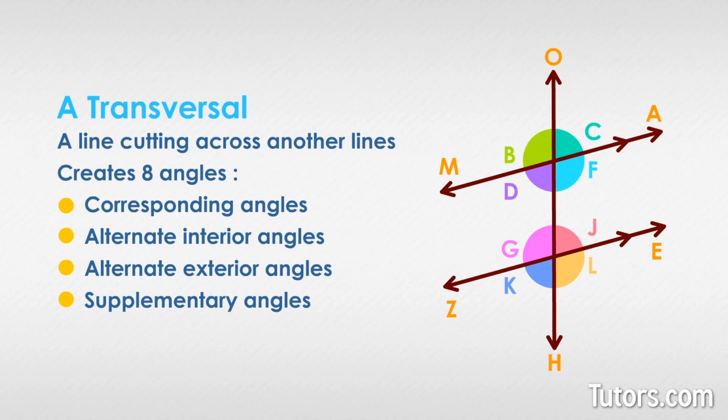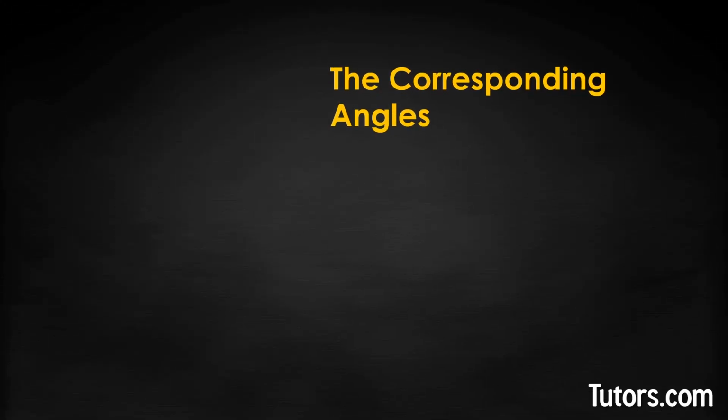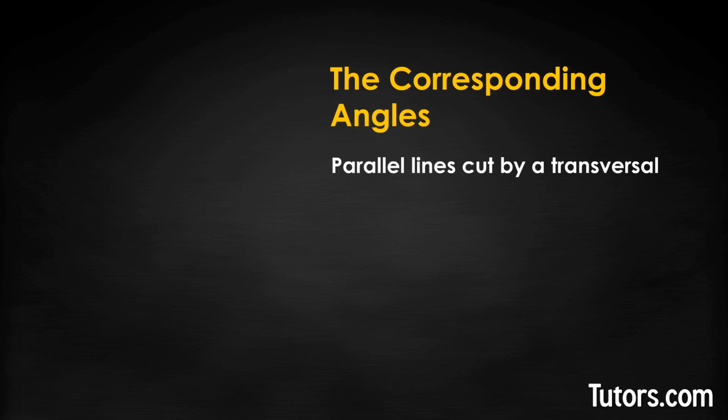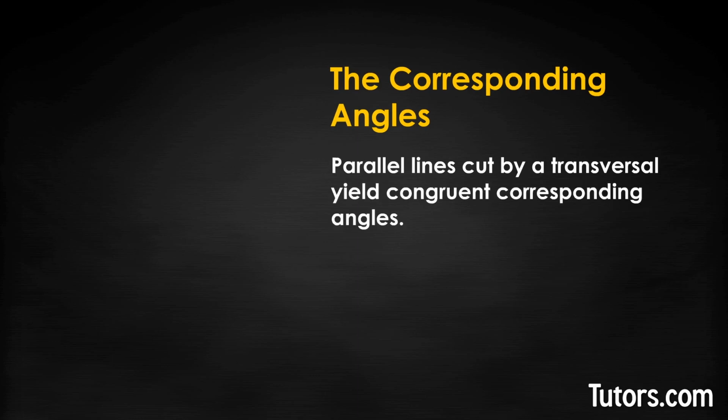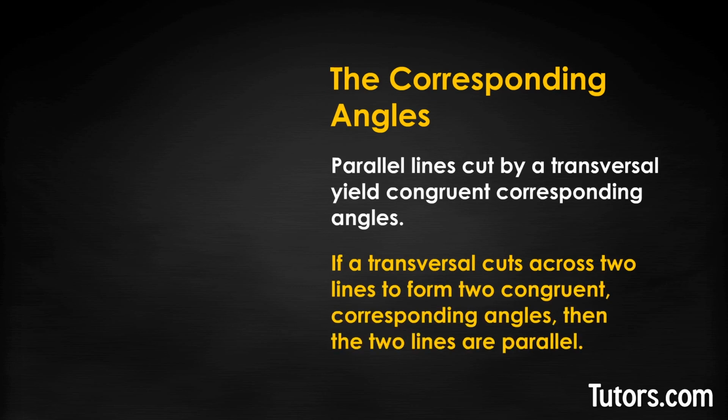How do we prove lines are parallel? Every one of these has a postulate or theorem that can be used to prove the two lines MA and ZE are parallel. Let's go over each of them. The corresponding angles postulate states that parallel lines cut by a transversal yield congruent corresponding angles. We want the converse of that, or the same idea, the other way around. If a transversal cuts across two lines to form two congruent corresponding angles, then the two lines are parallel.